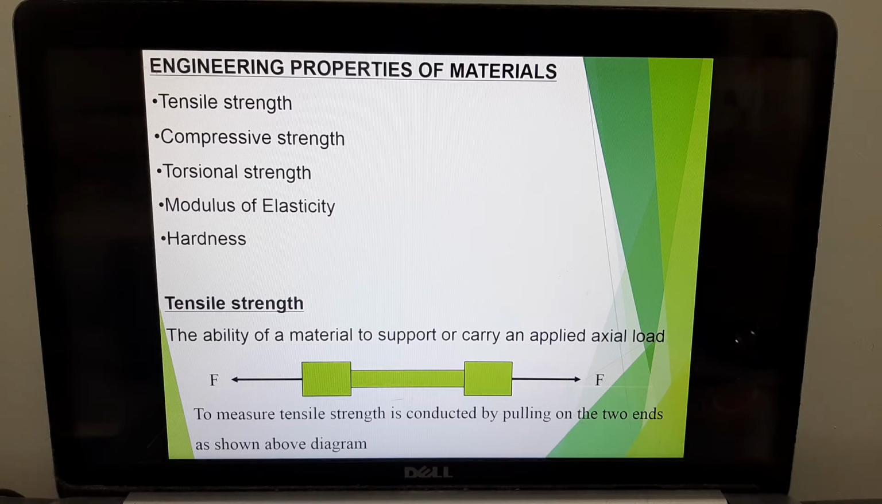What are the advantages of ferrous material? It's high in strength. Disadvantage: low in corrosion resistance. What are the advantages of non-ferrous material? It's high in corrosion resistance, but the disadvantage is low strength.